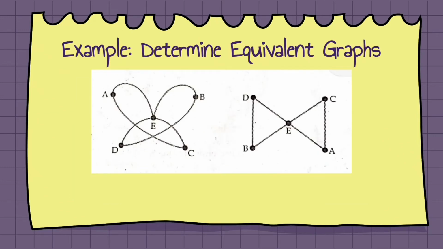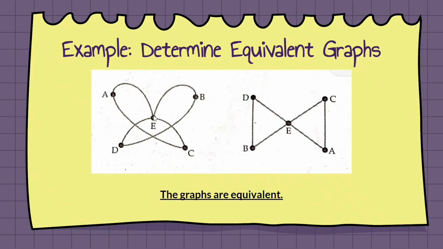So let's have an example determining equivalent graphs. Let's determine whether the following two graphs are equivalent. Despite the fact that the two graphs have different arrangements of vertices and edges, as you can see, they are equivalent. So let's examine the edges of each graph. The first graph contains 6 edges. And these are AC, so this is one edge.